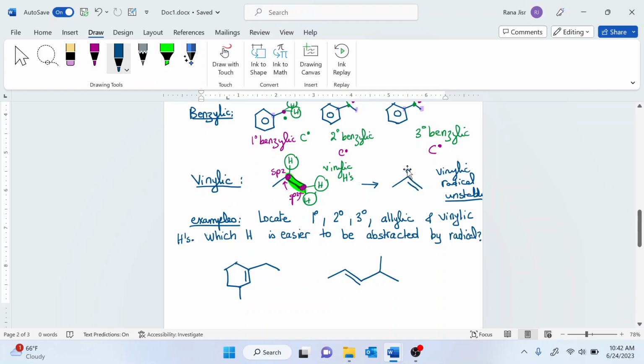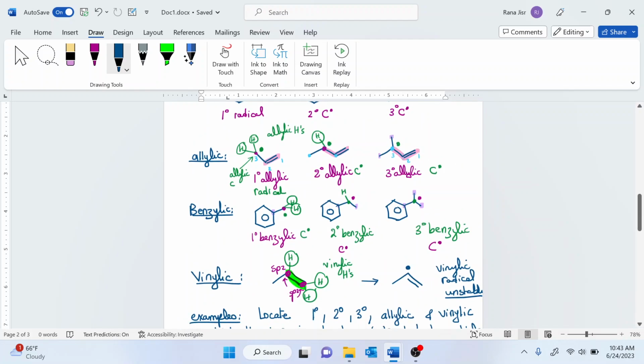So whether you form the radical on this carbon or whether you form the free radical on the adjacent vinylic carbon, the possibility of forming a vinylic free radical to start with is very small because the radical that you're forming is unstable.